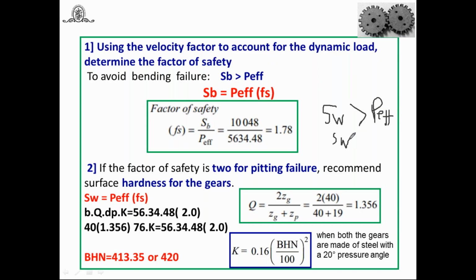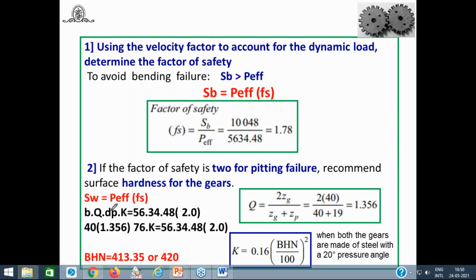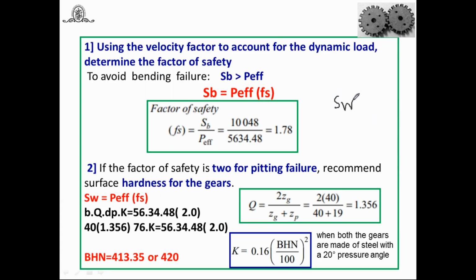Therefore, SW is equal to P effective into FOS. Try to understand. Yesterday we discussed this. I have written this equation here: SW is equal to P effective into FOS. But what is the value of SW? Yesterday we wrote the relation. Wear strength SW is equal to B into Q into dP into K.